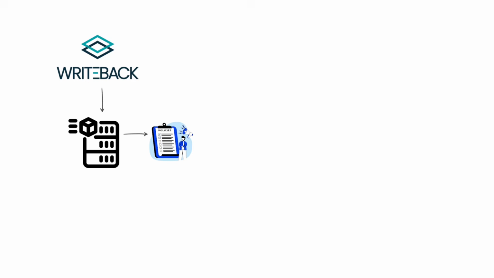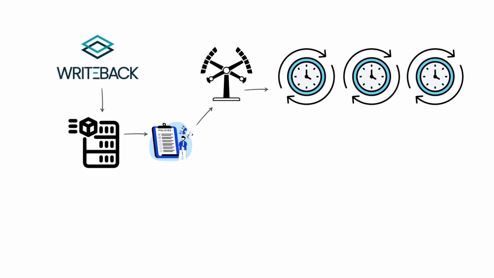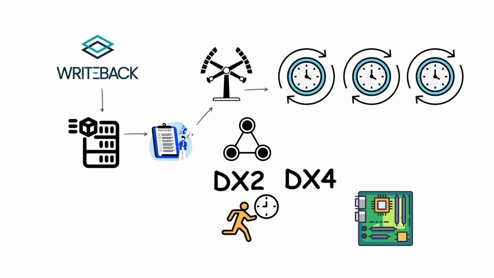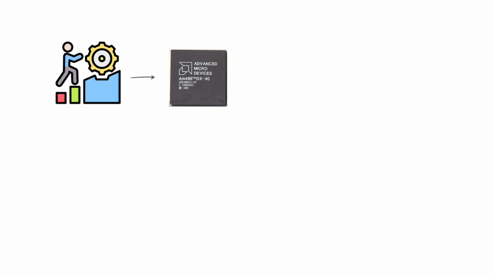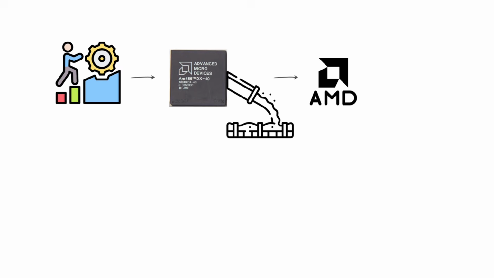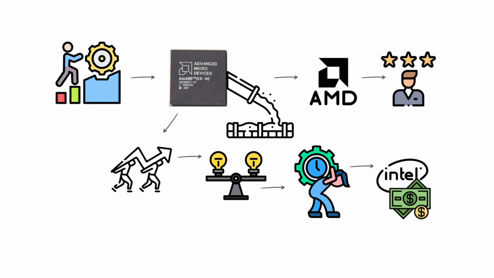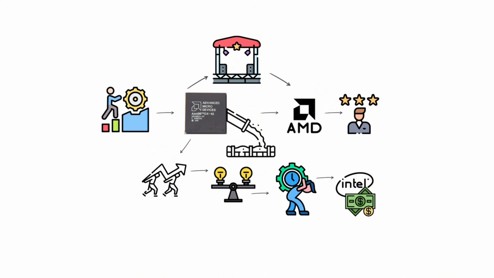Write-back cache policies and clock doubling or clock tripling models, commonly labeled DX2 and DX4, delivered major speed gains while staying on affordable motherboards. In the marketplace, the AM486 cemented AMD's reputation for delivering comparable performance to Intel at lower prices, setting the stage for AMD's first fully in-house designs that followed.